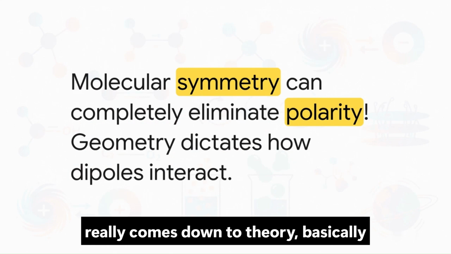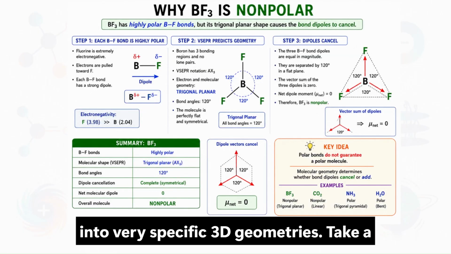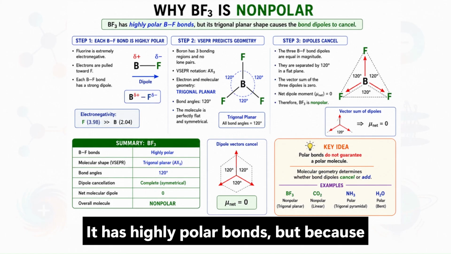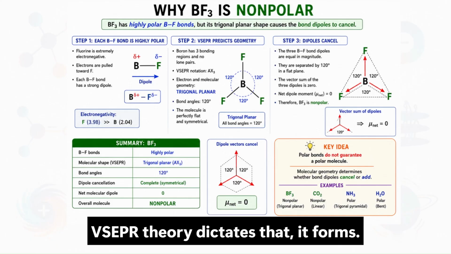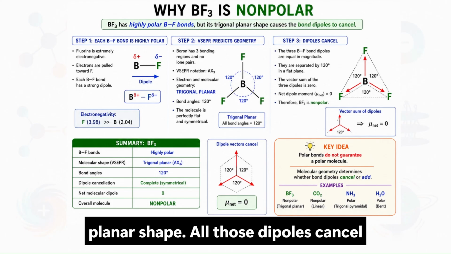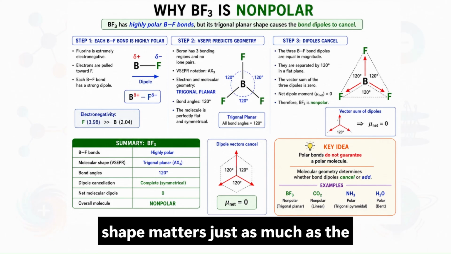It all really comes down to VSEPR theory. Basically how lone pairs of electrons force atoms into very specific 3D geometries. Take a molecule like boron trifluoride, or BF3. It has highly polar bonds, but because VSEPR theory dictates that it forms a perfectly flat, symmetrical, trigonal planar shape, all those dipoles cancel out. It becomes totally nonpolar. So yeah, shape matters just as much as the bonds themselves.